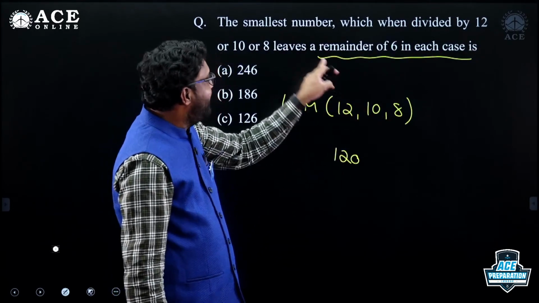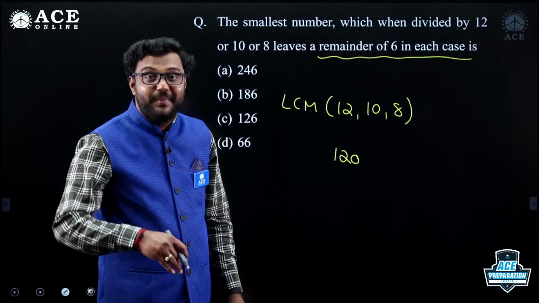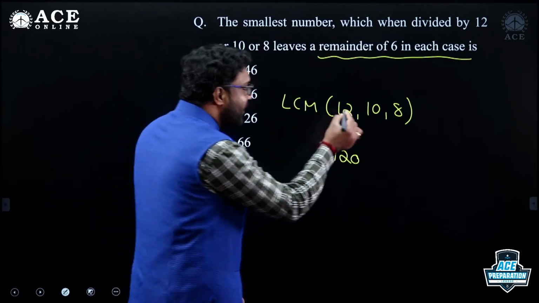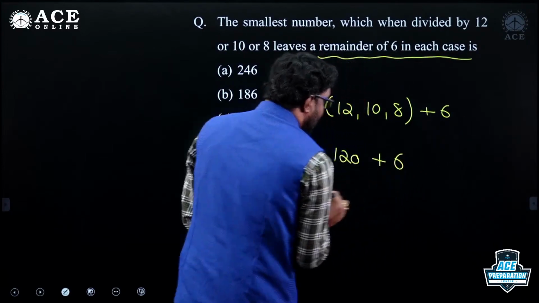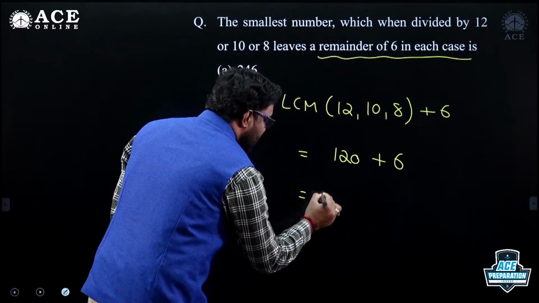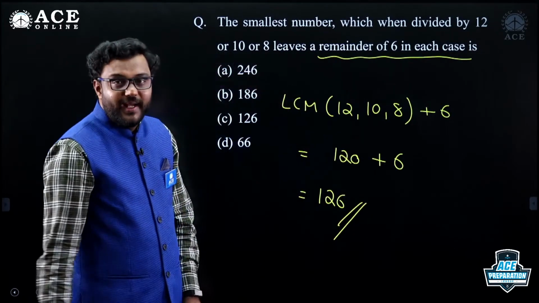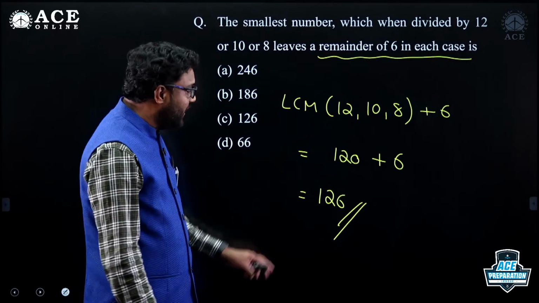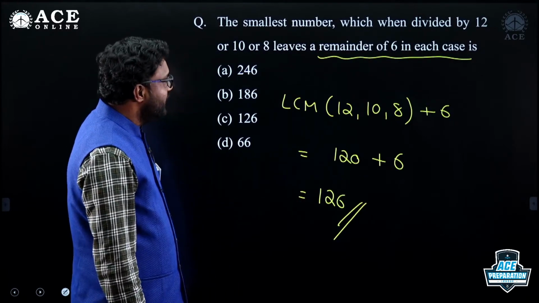120 is exactly divisible by 10, by 8 and by 12. But you want remainder 6 in each case. So plus 6, my dear friends. We have to add 6. You want remainder 6 in each case, so we should go with 126. Remainder 6 in each case, my dear friends, we will get 126. See the next question.